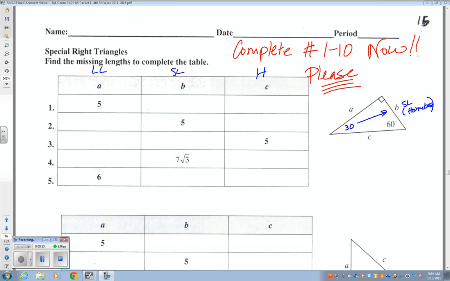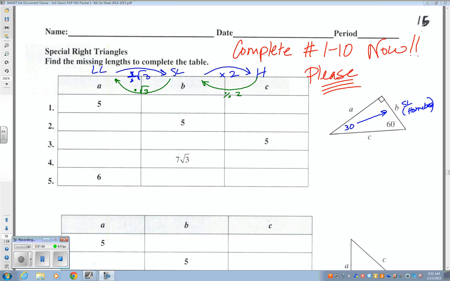So you've got to remember, if I'm going from long leg to short leg, what are you going to have to do? Divide by radical 3. So if I go from here to here, we are dividing by radical 3. But if I'm going from short leg to hypotenuse, you're multiplying by 2. If I'm going from hypotenuse to short leg, you're dividing by 2. And if I'm going from short leg to long leg, you're multiplying by radical 3. So that's what I wanted to make sure we can do.